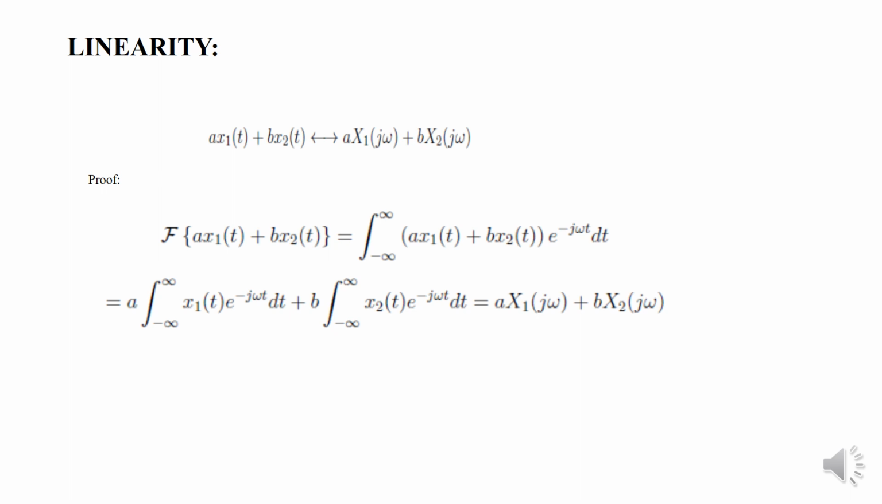In the place of x of t, we are having a into x1 of t plus b into x2 of t. Therefore we are substituting that value, and here we are having two terms. Therefore we are splitting it into 2 by taking the constant term outside. After splitting, we know that this term equals X1 of j omega and this equals X2 of j omega. Therefore we have proved this linearity property.